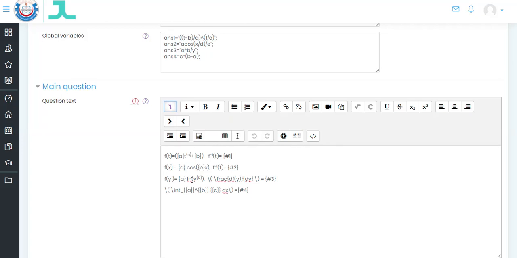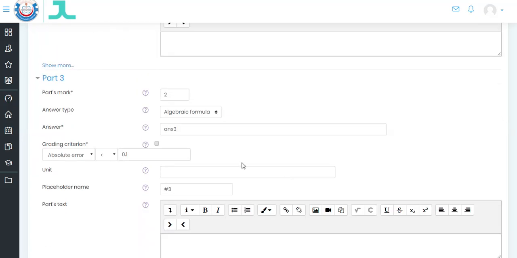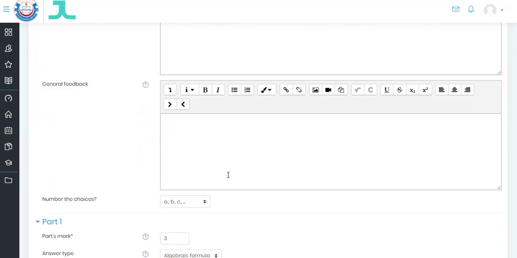This is equal to a times b ln y, and the derivative of this is a times b over y, because the derivative of ln y is 1 over y. So now we have answer 3 and placeholder number 3. We go to part 3. We have answer 3 and placeholder number 3. We have finished the third question.